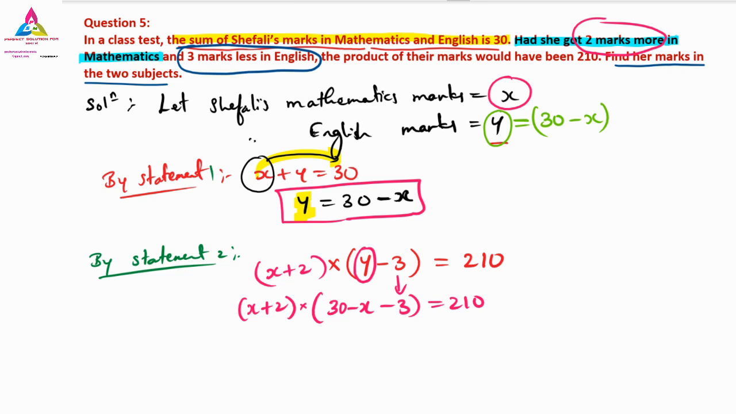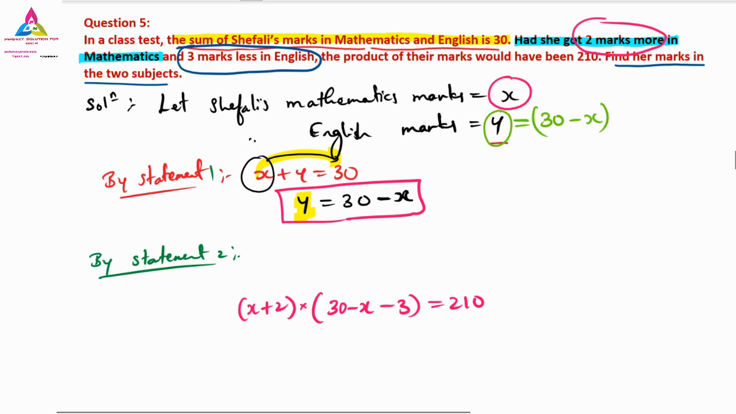This is most important. Here the y value is 30 minus x, which I have written as it is, but minus 3 I have written as it is. So I think you can understand this. Let us calculate the answer. Here y is not supposed to be written, so you can rub this out. If you don't want, you can rub this, but I have given this for your understanding. I have written x plus 2, it is 2 marks extra, and 3 marks less in English, so it will become 210.